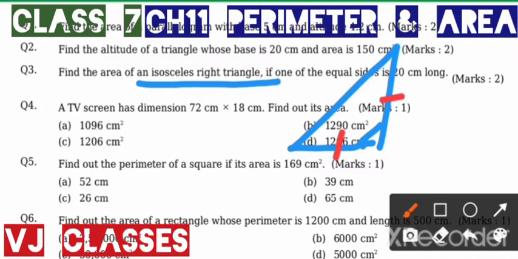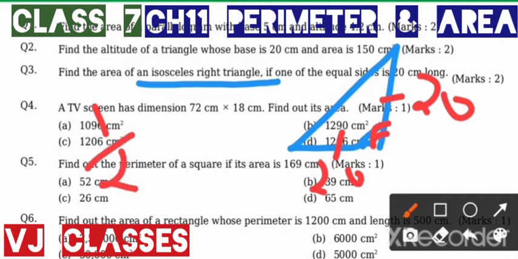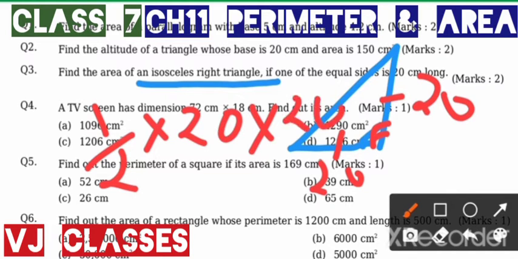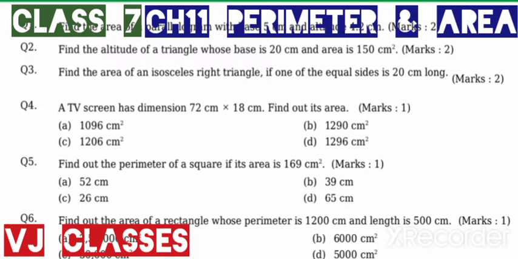But hypotenuse cannot be equal. Why? Because hypotenuse is the longest side. So these two sides are equal, and these are given 20, 20, and it is of 90 degree. Direct put the formula, half base into height, base is 20 and height is also 20, because it is right angle triangle. So that's why when you will cut, you will get answer 200 centimeter square of this question.